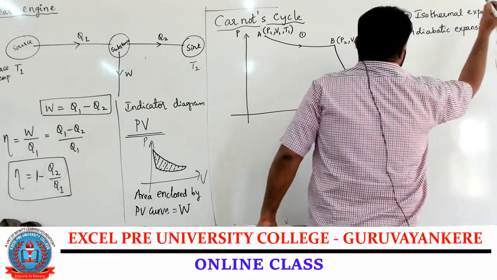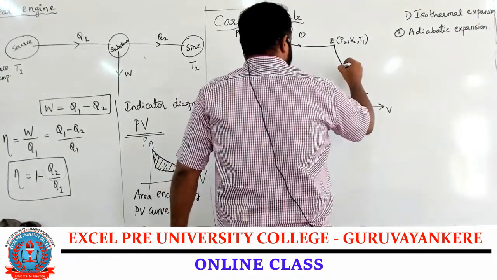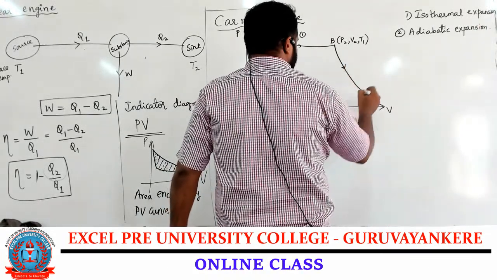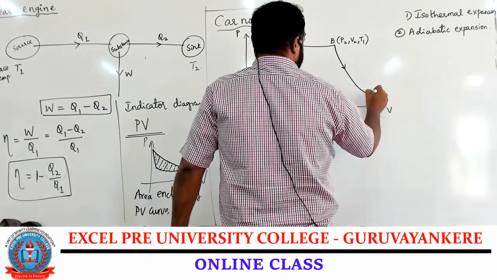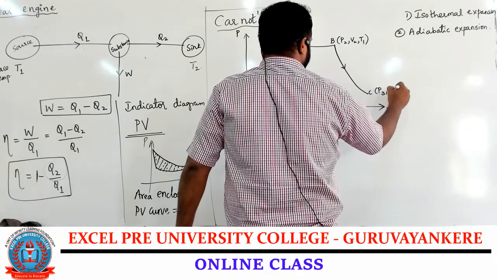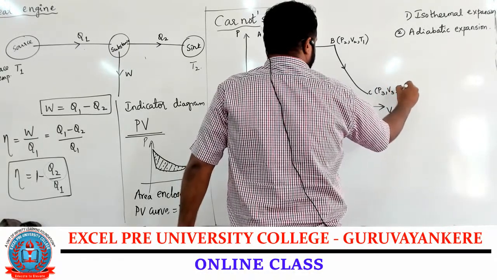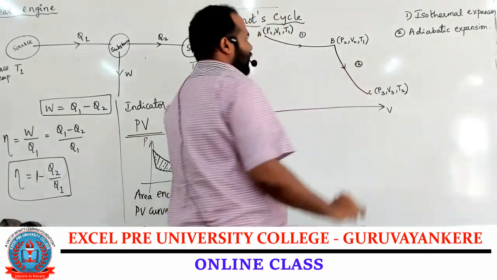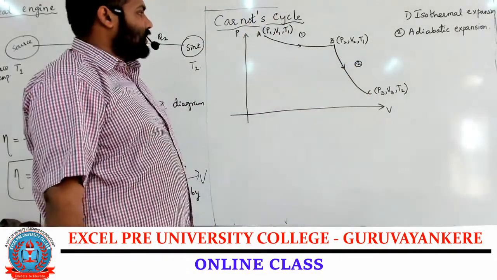Adiabatic expansion. So this is C. This is P3, V3, T2 now. This is the second process of adiabatic expansion.